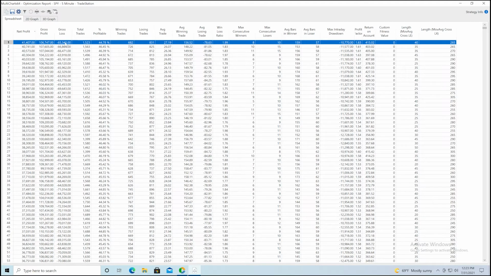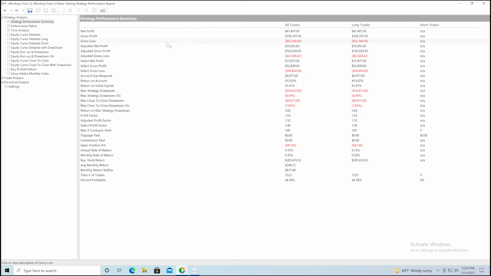And right now, from what we can see, on entry, using the 40 moving average length and using the 265 for the exit gives us the best net profit with 44% profitable. And so I'll put that into the strategy and we'll look at the performance report next. So we're here looking at the strategy performance summary. Once again, 41,000, no commissions, no slippage, just testing how these moving averages worked theoretically in history.